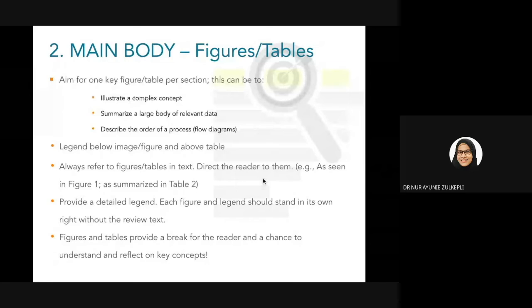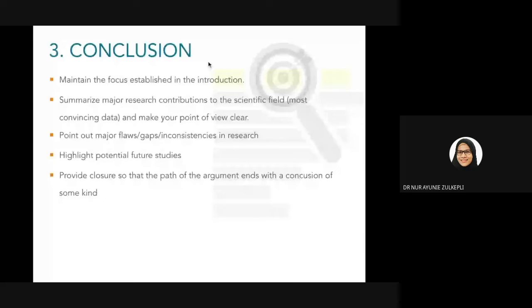Okay, and as for the conclusion, as you already know, it is a summary of the whole body, especially the introduction. What you say in the introduction reflects in your conclusion. If your objective is A in the introduction, you should explain whether A is achievable or not in the conclusion, okay? Or reflect with each other.